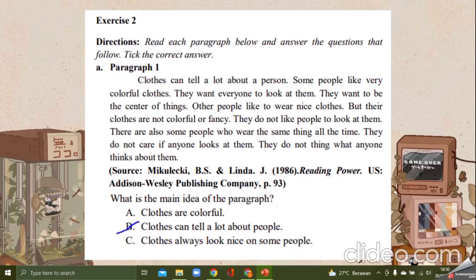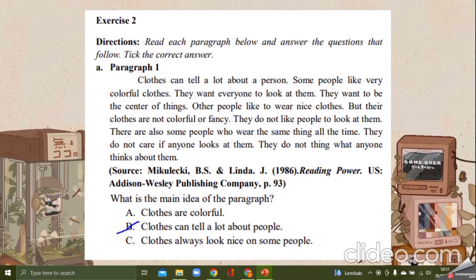Paragraph 1. Clothes can tell a lot about a person. Some people have very colorful clothes. They want everyone to look at them. They want to be noticed. Other people like to wear nice clothes, but their clothes are not colorful or fancy. They do not like people to look at them. There are also some people who wear the same thing all the time. They do not care if anyone looks at them. They do not think about what anyone thinks about them.